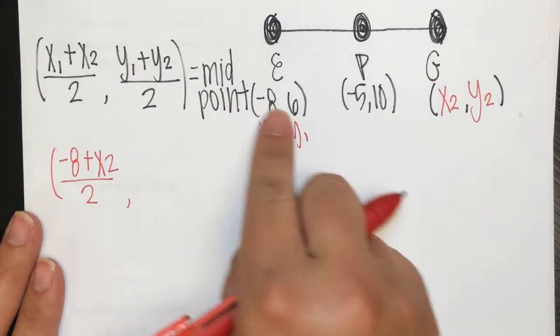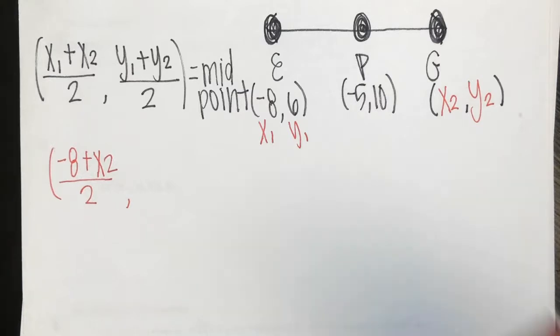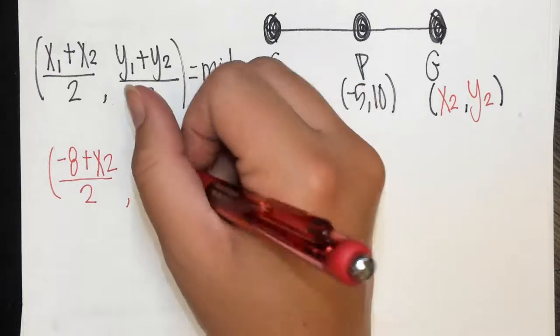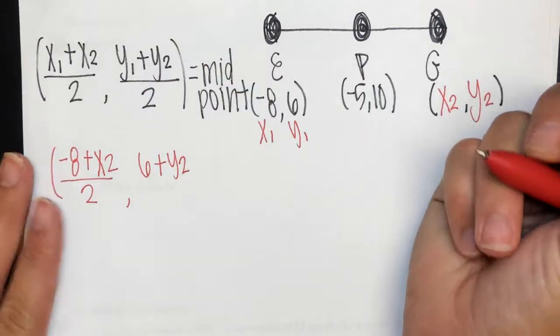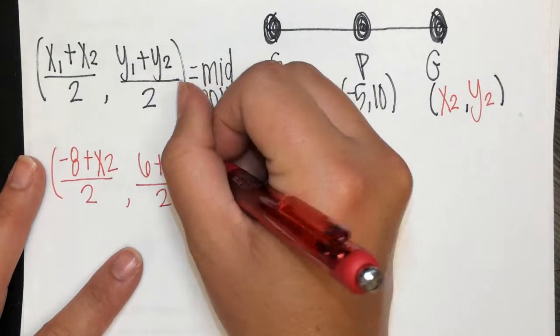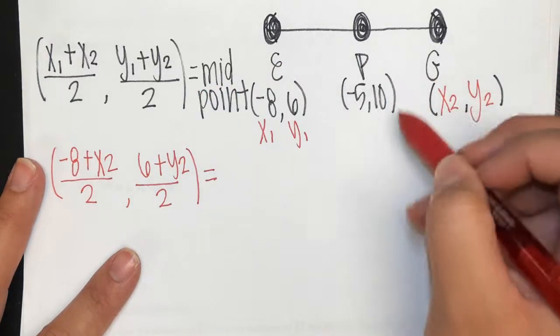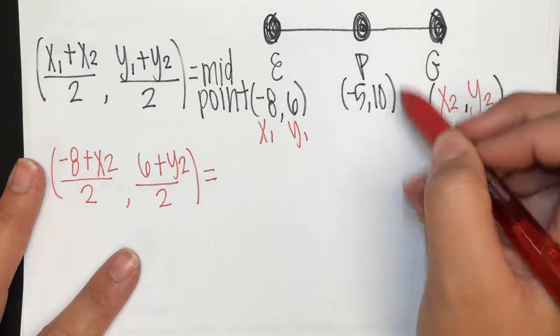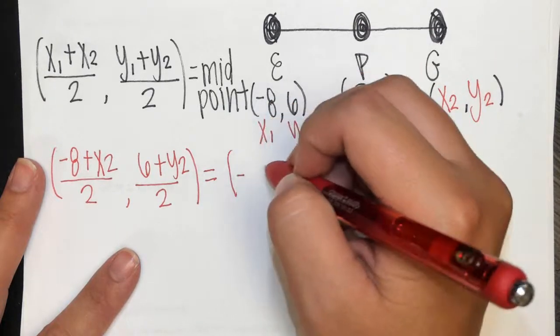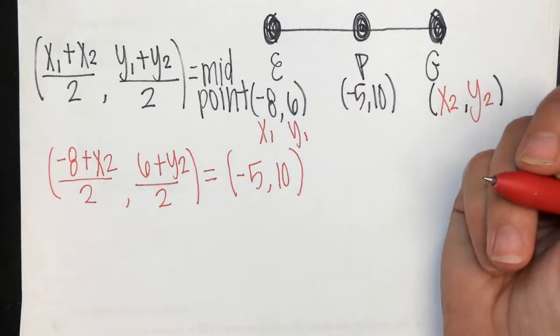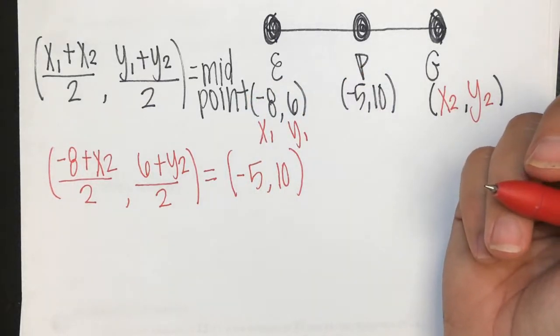Do I know y sub 1? What is it? 6. I don't know y sub 2, so I'm going to leave it. Divide by 2. Close parentheses. Now, do I know the midpoint? Do I know the midpoint? Yes. So, write, instead of midpoint, fill it in. You know the midpoint. It's negative 5, 10. Jacob, you with me? You writing all this down?